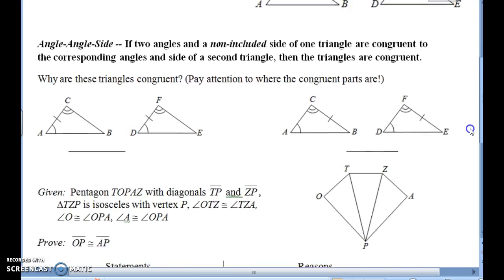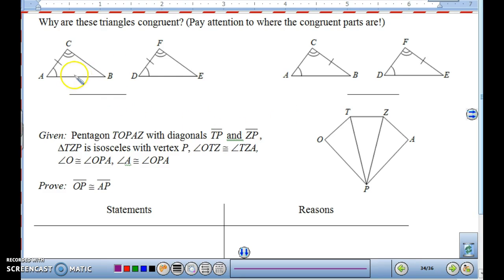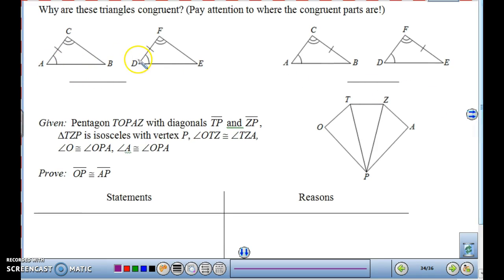So let's take a look at angle, side, angle and angle, angle, side. All right, so let's look at this triangle. We have ABC and DEF. Why are these two triangles congruent? Let's look at the congruent parts. We have angle A is congruent to D, and then we have C is congruent to F, and then we have AC is congruent to DF. Now, where is the side in comparison to the angles? It's between the angles. So these are congruent by angle, side, angle. The side is between the angles.